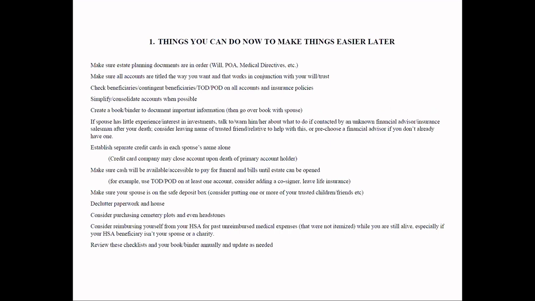Okay, so the first thing is things you can do now to make things easier later. The main thing, you want to make sure all your estate planning documents are in order. That includes your will, your power of attorney, financial and medical directives. There's probably 7 or 8, 10 different documents. And if you visit an estate planning attorney, they will have a whole packet of documents for you to fill out. And you want to make sure all of your accounts are titled the way you want and that will work in conjunction with your will.